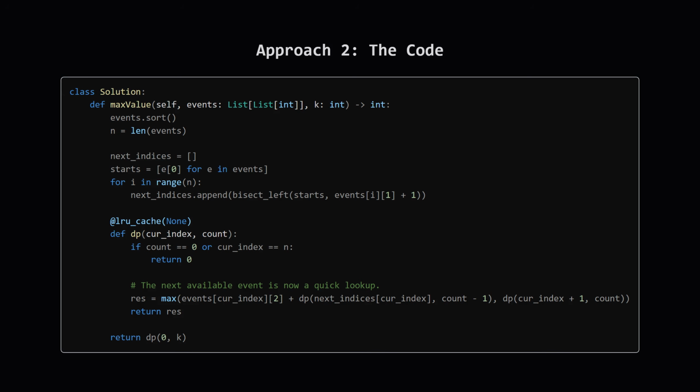The code for this optimized approach looks very similar. You can see the new part at the top, a loop that goes through each event, does the binary search, and appends the result to our next indices list. Then, down in our DP function, the line where we find the next event is much simpler. Instead of a binary search call, it's just a fast lookup in our pre-computed array. This small change makes a real difference.